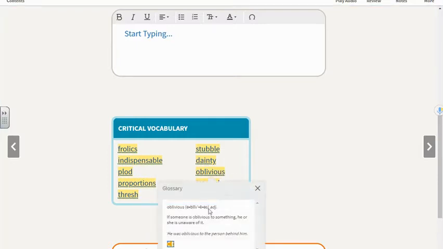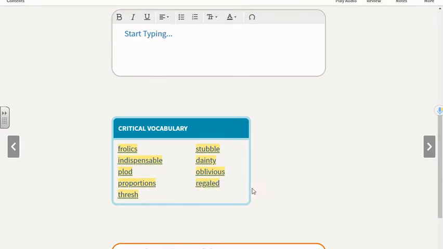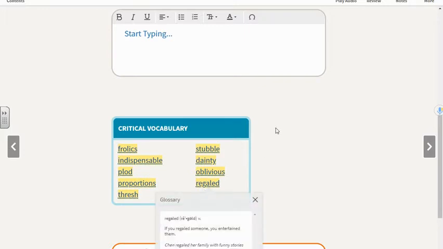Oblivious. If someone is oblivious to something, he or she is unaware of it. He was oblivious to the person behind him. And last but not least, regaled. If you regaled someone, you entertained them. Chen regaled her family with funny stories about her day.